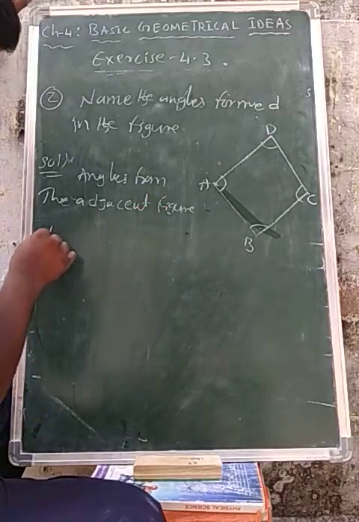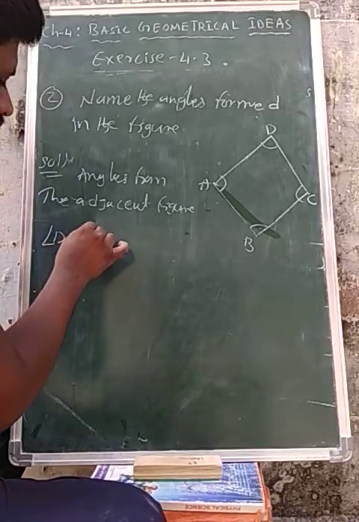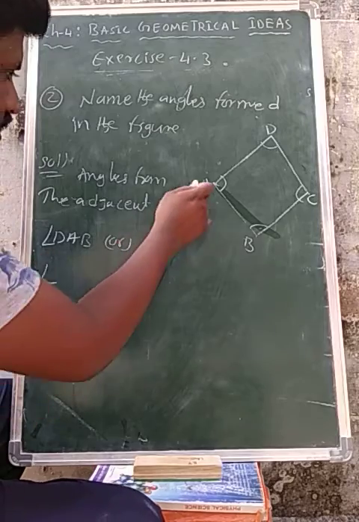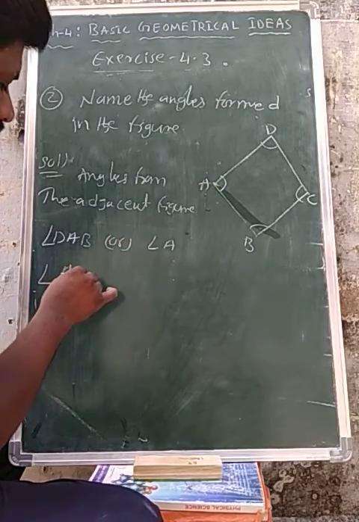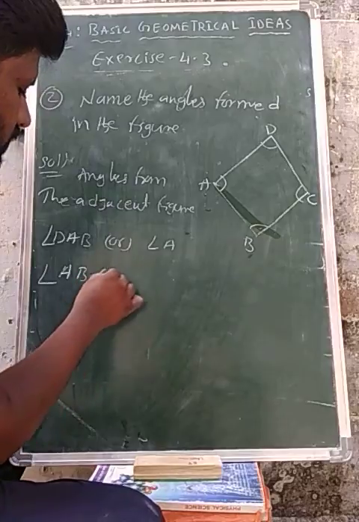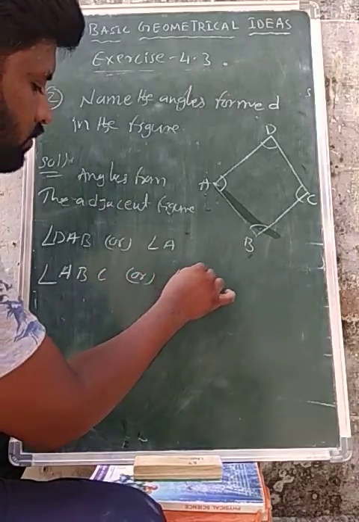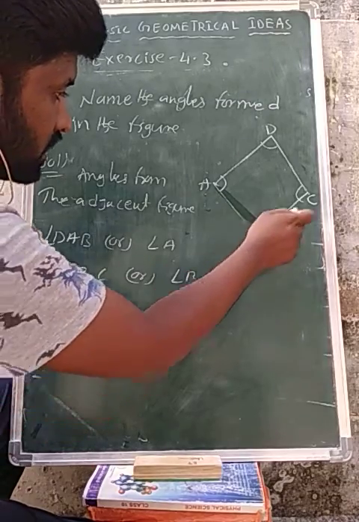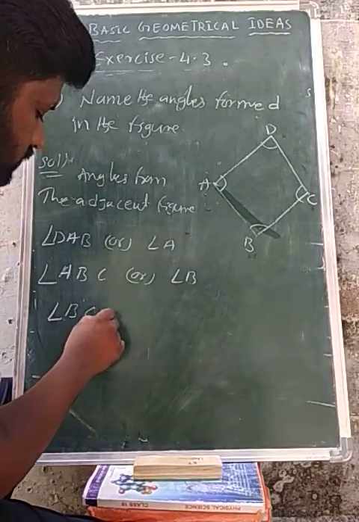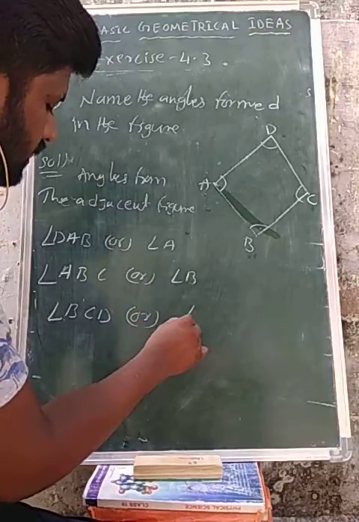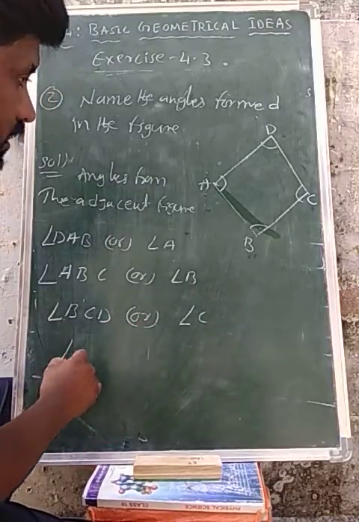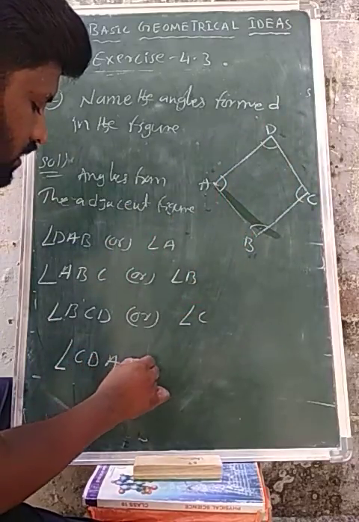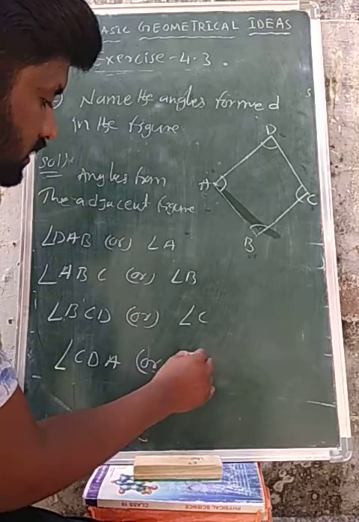What are they? Angle DAB or simply angle A. Again you start from A. Angle ABC or simply that is angle B. Again you start from B. Angle BCD or simply angle C. Angle CDA or simply that is angle D.